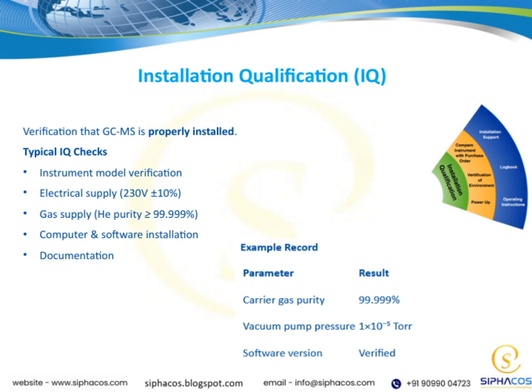Next, we look at the electrical supply, making sure it's within the acceptable range, typically 230 volts with a plus or minus 10% tolerance, to prevent any power-related issues. We also verify the gas supply, specifically the helium purity, which should be at least 99.999%. This high purity is essential for accurate and consistent results. Additionally, we confirm that the computer and software are correctly installed, functioning properly, and ready for data acquisition.